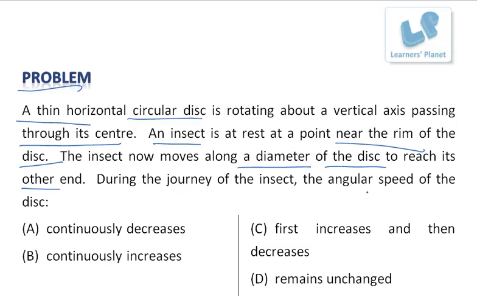During the journey of the insect, the angular speed of the disk: the four options that are given are: A, it would continuously decrease; B, continuously increase; C, first increase and then decrease; and option D is remains unchanged. Okay.